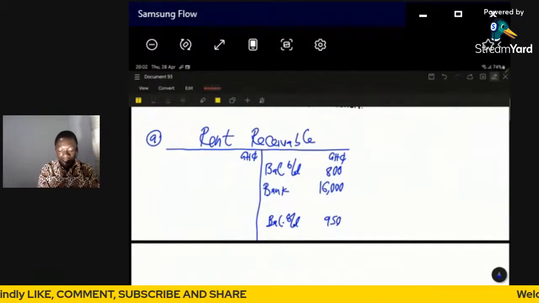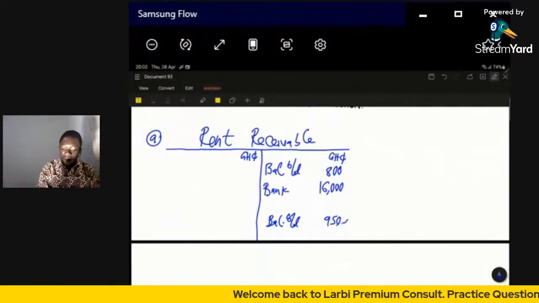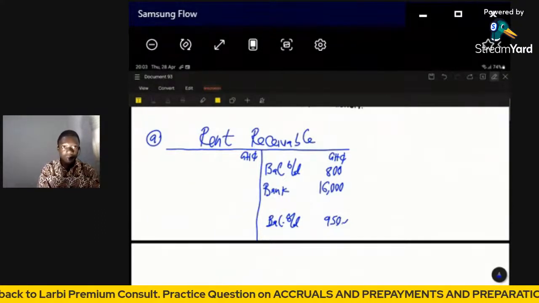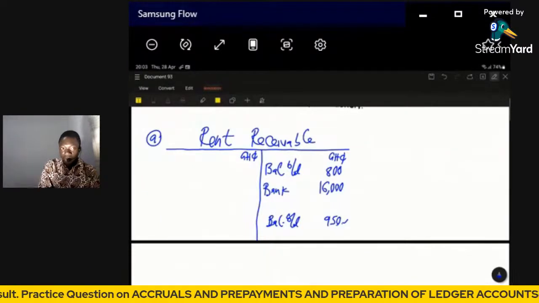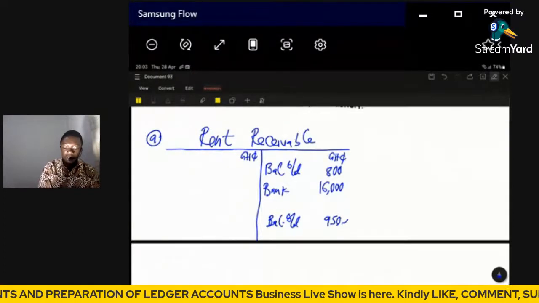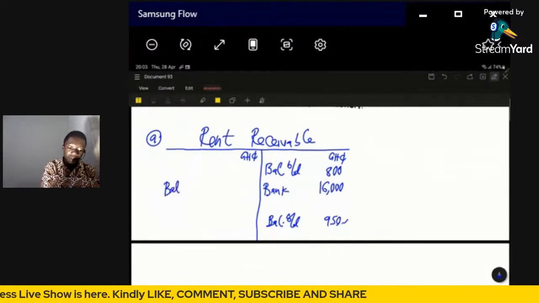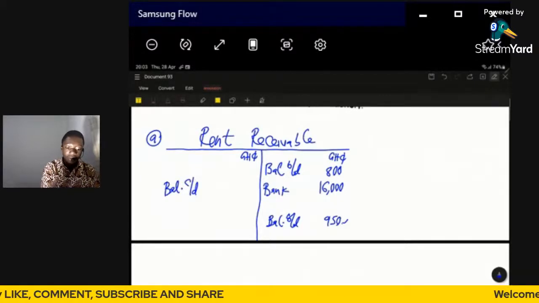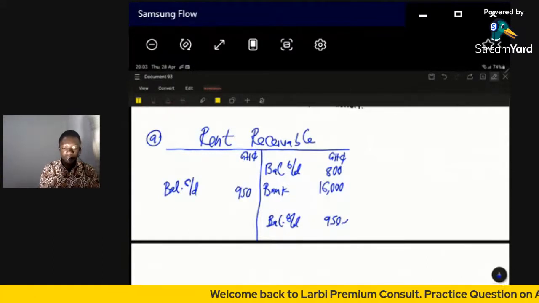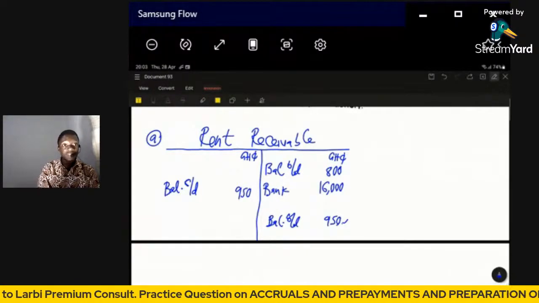Since we have balance brought down of 950 at the credit side, you're going to have the other side of the recording, called balance carried down. So once you have this 950 at the credit side of rent receivables, you're going to have the other reflection, balance carried down, at the debit side of rent receivables, and that's going to be 950. This is not rent, but rather rent receivable. So it's an account more like a debtors account. Is that okay? It's a bit more like a debtors account.